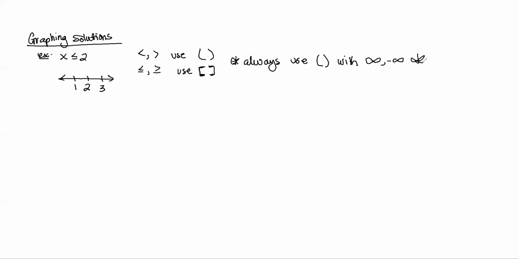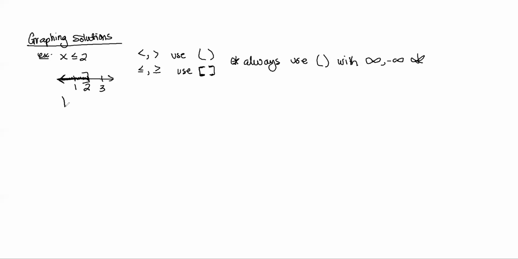This part's really important. Okay, so what we're going to do, we know that we start at 2. Because it's a less than or equal to, we want everything that is less than 2, so we're going to shade to the left. And then because it's a less than or equal to 2, we're going to put a bracket facing whichever way we shaded. And that's how we graph.